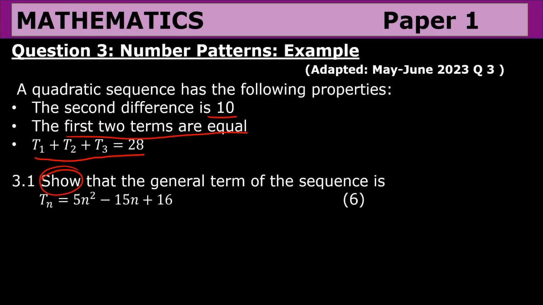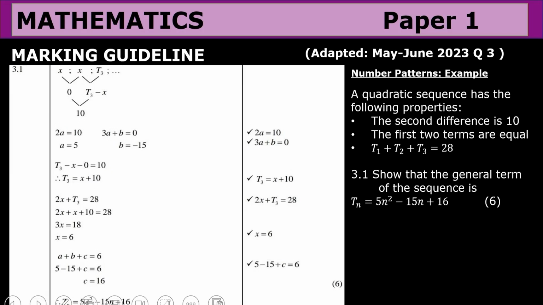Now remember, if we are asked to show, it means we cannot use that equation. Instead, that equation has to be our final answer. So let's look at where we get those marks there. From the information that we were given, we were told that the first 2 terms are equal. Because we don't know what those terms are, that is the x and the x, and of course our first 3 terms give us a value of 28, but we'll work with that later.